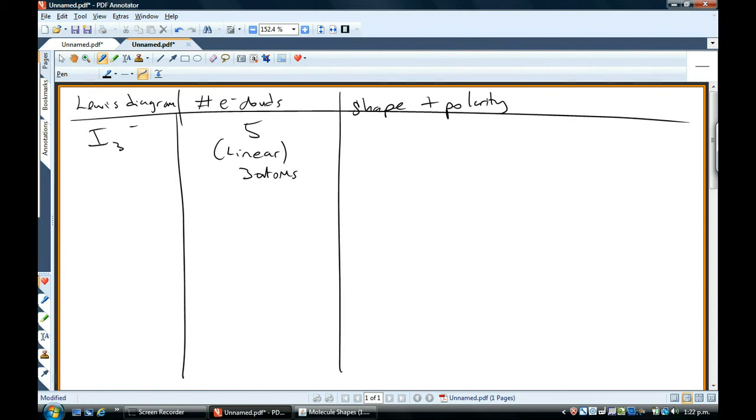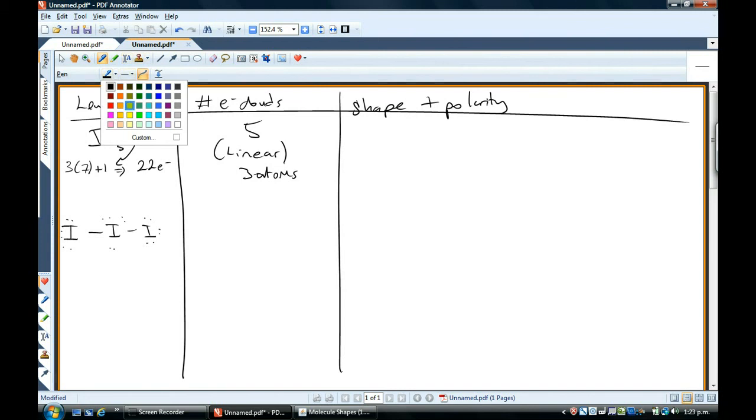So with I3 minus you have 3 times 7 valence electrons plus 1 from the ion, which gives you a total of 22 valence electrons to arrange in its Lewis diagram. I3 minus is just one of those Lewis diagrams that you'll end up memorizing because it's quite strange. But the central iodine has a total of 3 lone pairs on it. Again, just to illustrate those 5 electron clouds, there's 1 here, 2, 3, 4 and 5. It has a total of 10 valence electrons.